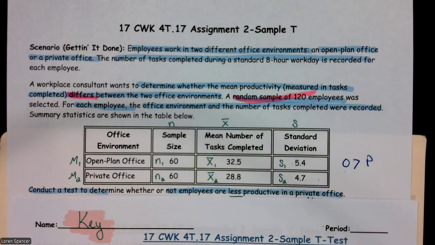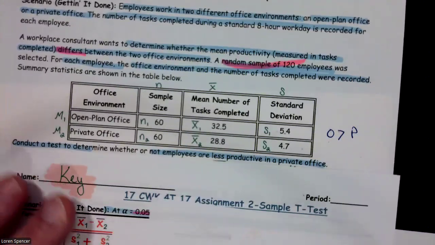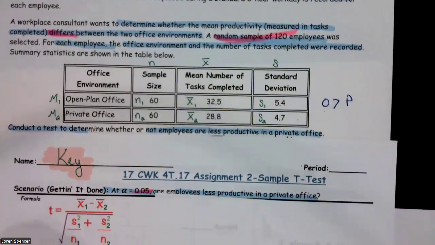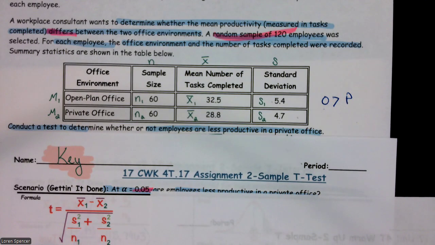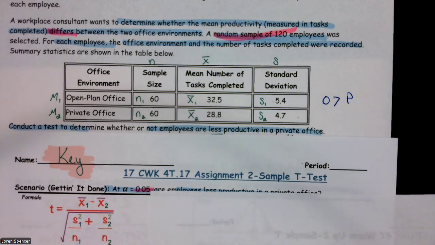So we're going to need our formula. And our formula, we can just copy straight off of our formula chart, which is X bar 1 minus X bar 2 over the square root of S1 squared over the sample size plus S2 squared over the sample size. So that's just copying our formula.